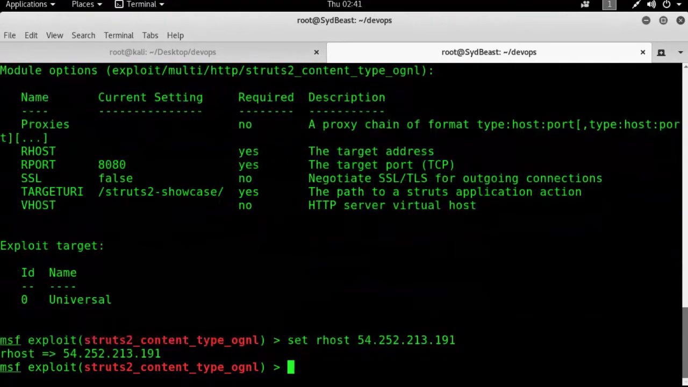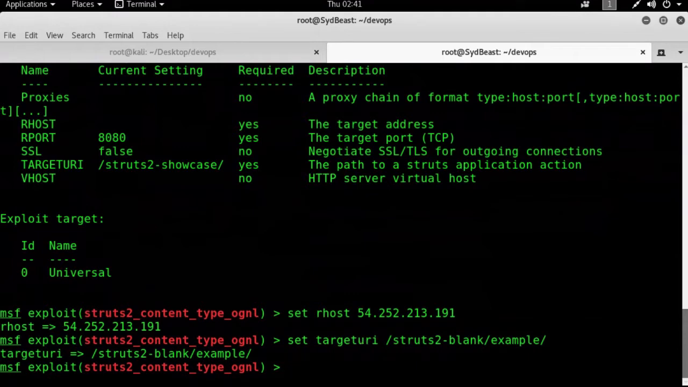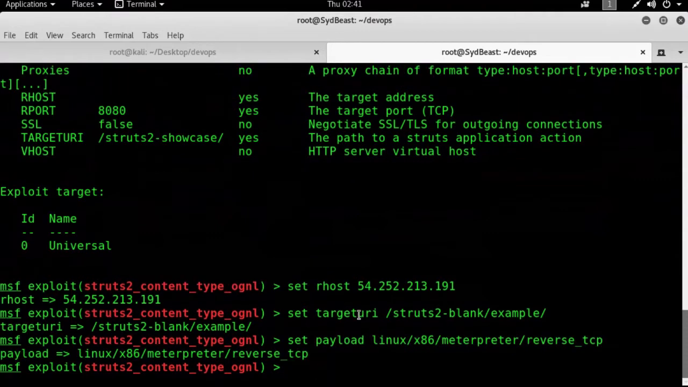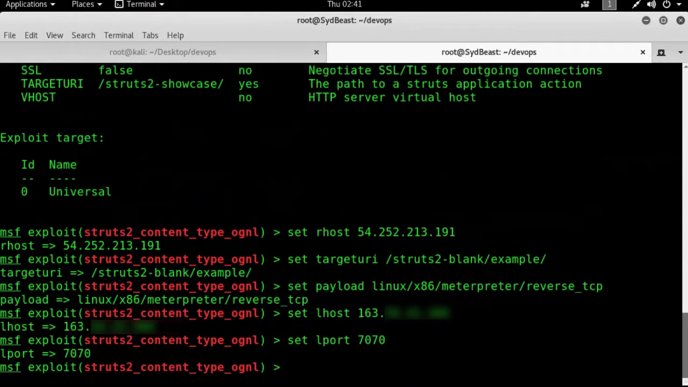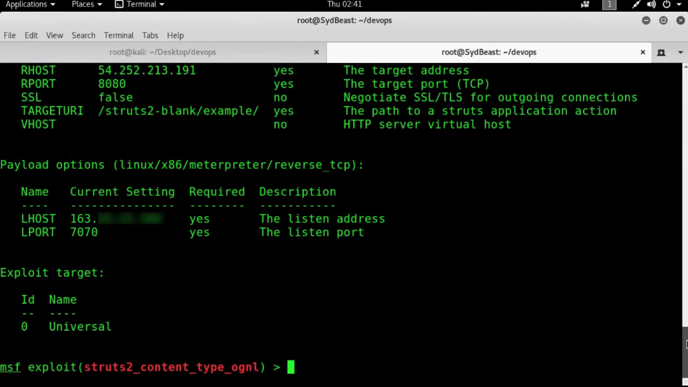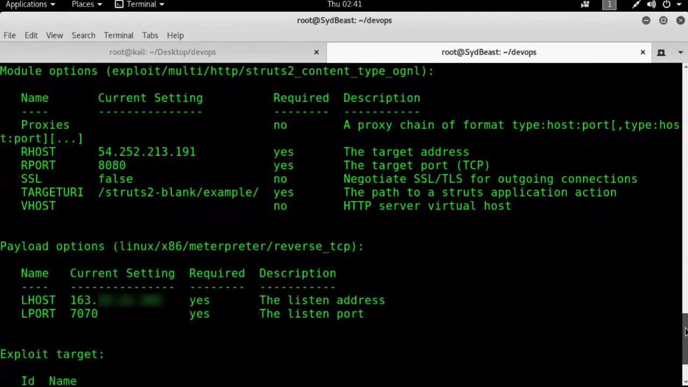Our attacker has to set some options as part of the commands being run here in the Metasploit console. So we're setting up the target IP, the target URI, or the /struts2-blank URL that you see there. And we're setting up a payload as well. The payload is going to hopefully, if the exploit is successful, give us an insight into the machine and see where we get to from there.